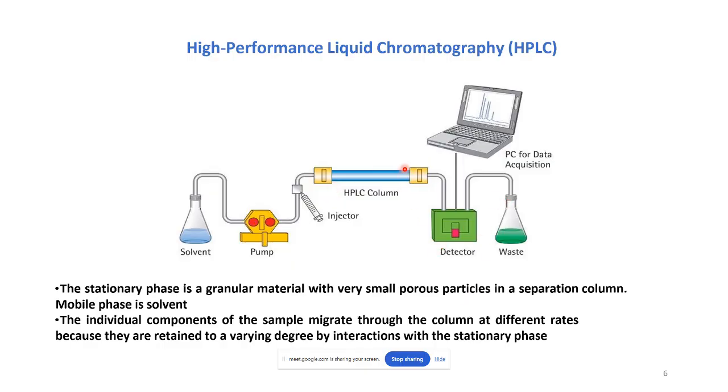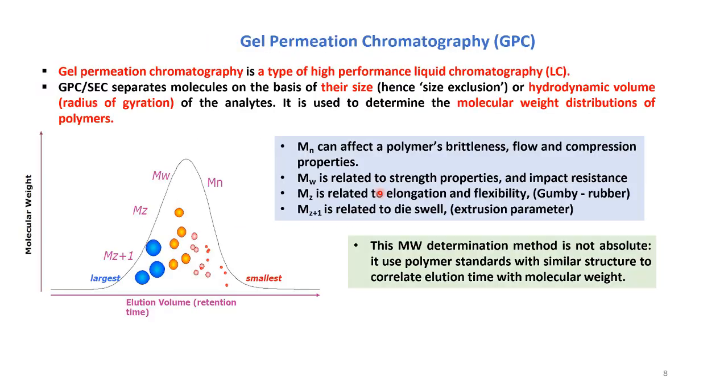Suppose the migration rate of A is higher than B and C. Then the detector first detects molecule A, then molecule B, and then molecule C, and then we get a data plot like this. That is what I was trying to say: the elution volume is the retention time which a molecule takes to pass through the column. And the curve is obtained likewise in gel formation chromatography.